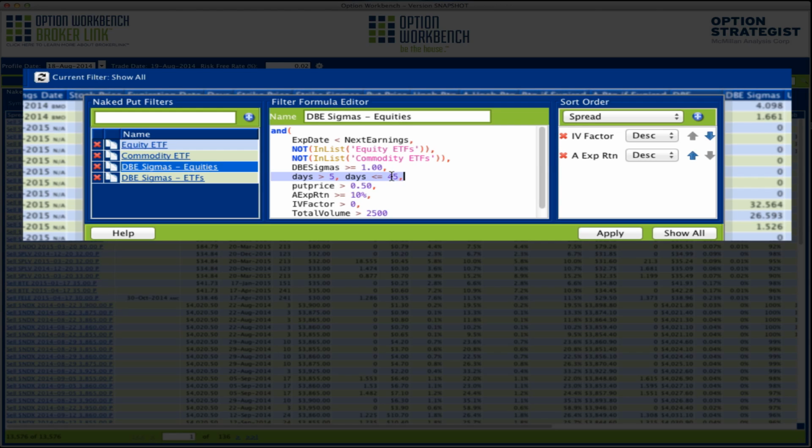This is another piece that I change a lot depending where we are in the expiration cycle and the earnings cycle. I'll sometimes have that as low as 25 days or 30 days, but right now I have it set at 45. I want the put price to be at least 50 cents. I want to get some meat on the bone for what I'm selling here. I want the annualized expected return to be at least 10%.